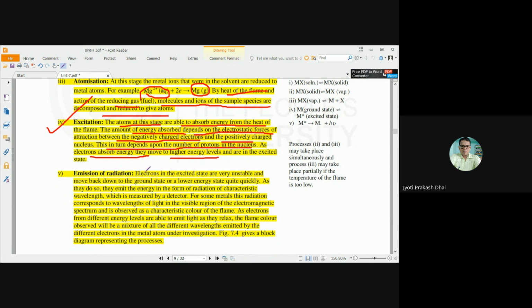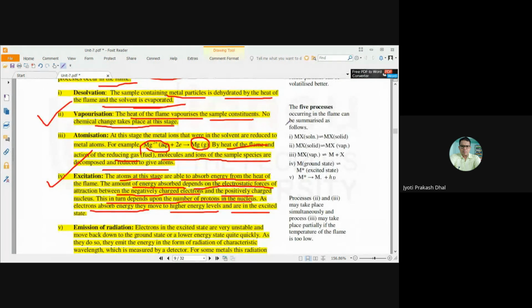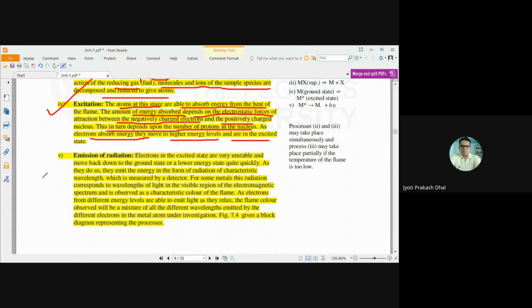By absorbing energy greater than or equal to that amount, the electrons present in the ground state will be excited to a higher energy level or excited state. So here there are 5 processes. The fifth process is when the electron moves from the ground state to the excited state. Thereafter, it will undergo emission of electromagnetic radiation. So the fifth step is emission of radiation.